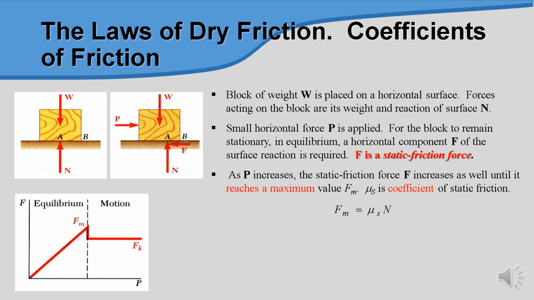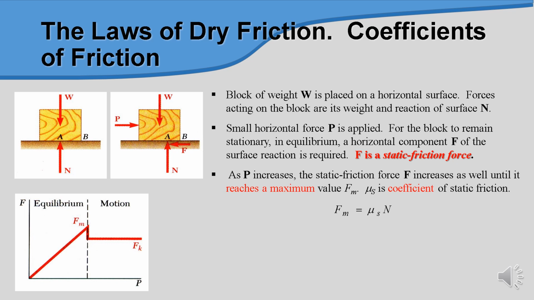As P increases, the static friction force F increases as well until it reaches a maximum value of Fm. Here mu s is the coefficient of static friction. In order to determine the value of Fm, we need the coefficient of static friction multiplied by N, where N is the normal force produced along the y-axis in this figure. During the process of determining Fm, we need to identify the value of N, so it depends on the condition of the block.